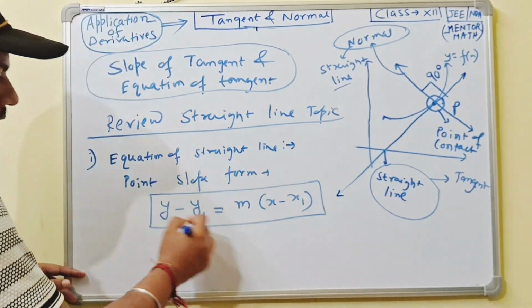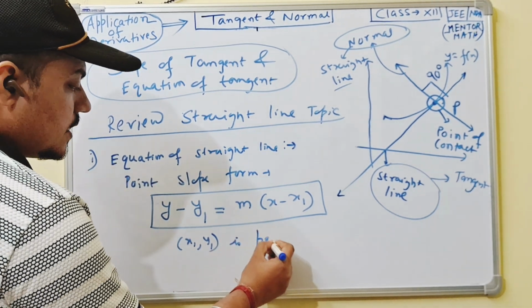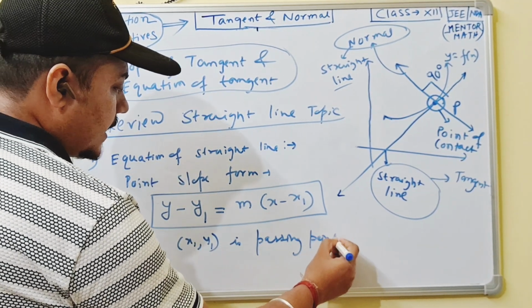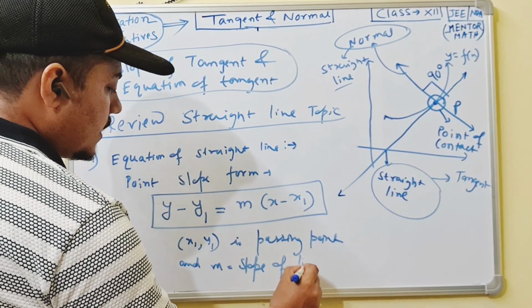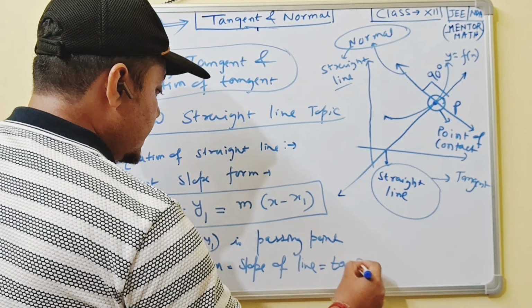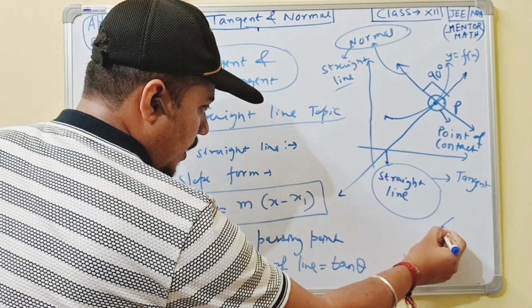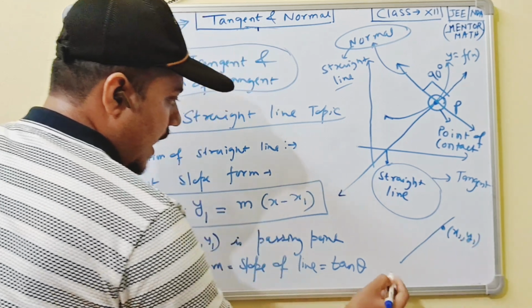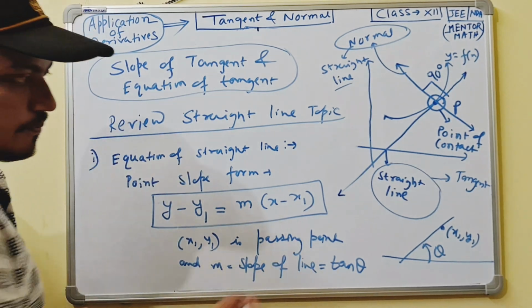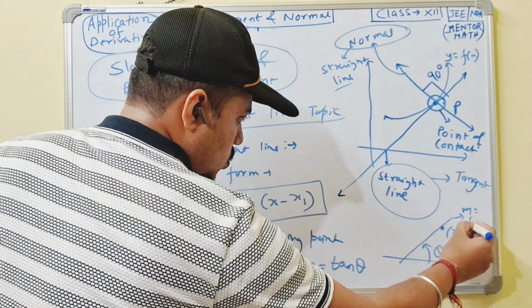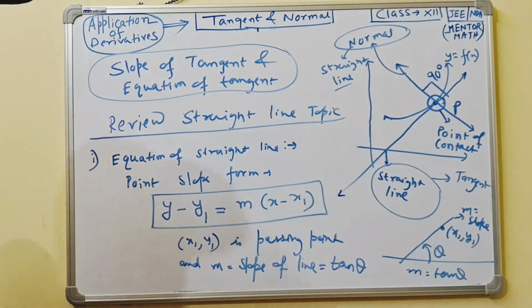Very important form. Here x1, y1 is your passing point, and m is equal to the slope of the line, and you know that the slope of a line is also represented by tan theta. So look at this. If any straight line passes through some point x1, y1, and let us take the anticlockwise angle as theta, the slope of the line is tan theta. Let us take m as the slope. m is equal to the slope of a line, and that is m equal to tan theta. That is also used here.